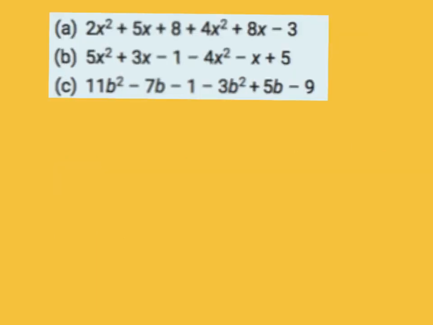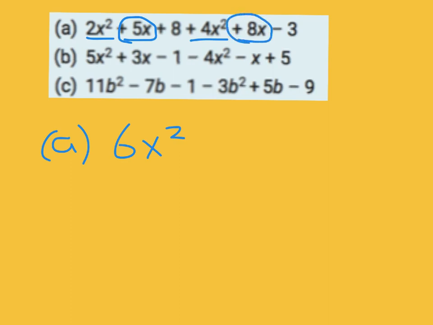For the second part of last night's homework, for part A of question 7, we can see 2x squared plus 4x squared. So we get 6x squared there. We have a plus 5x and we have a plus 8x. So 5 plus 8 gives me 13x. And then finally we have a plus 8 and a minus 3, which gives me plus 5. And that's my final answer.